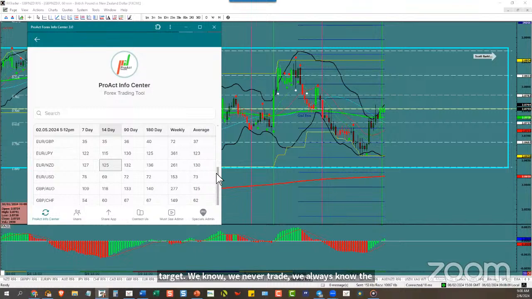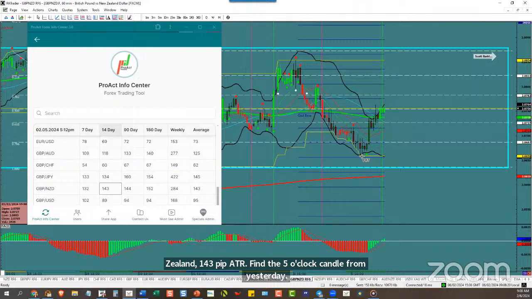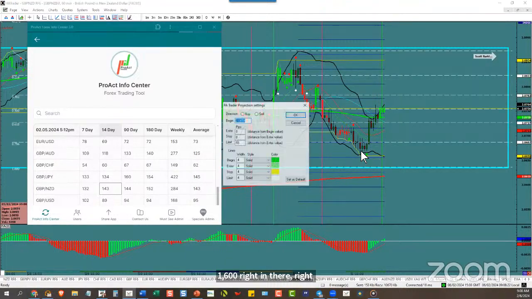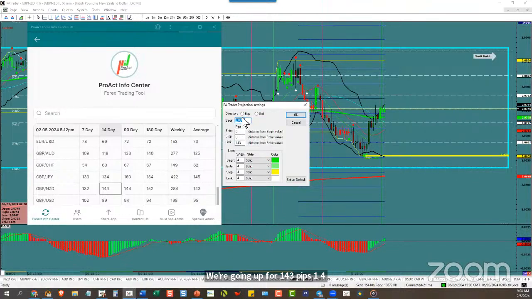All right. Pound New Zealand, 143 pip ATR. Find the 5 o'clock candle from yesterday. 1600, right in there, right there. We put a low in after that. We take the low. We're going up for 143 pips. All right, and I did it again. Buy. And there we go.